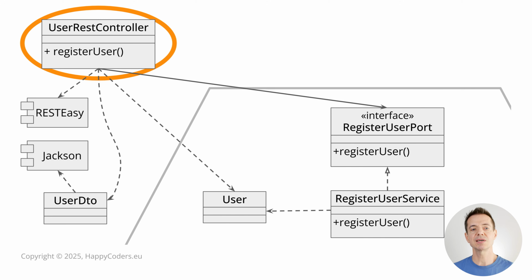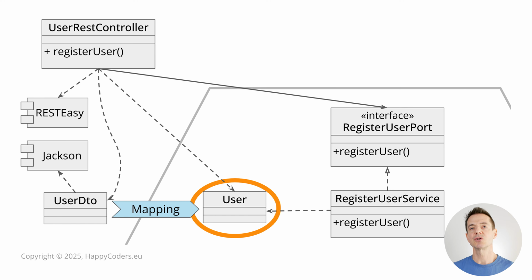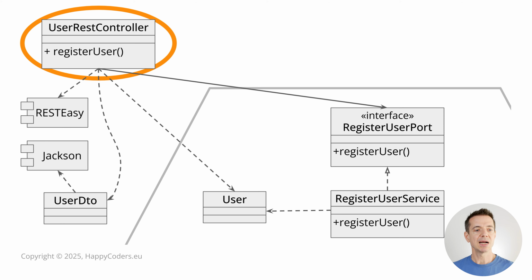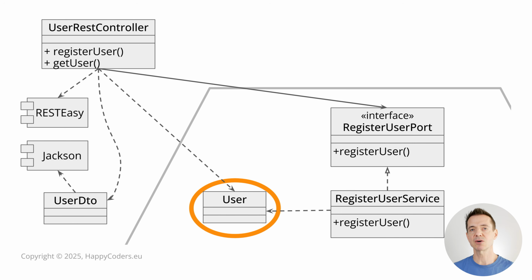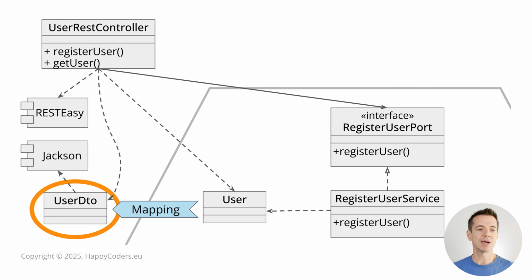And the REST controller now maps in the register user method the user DTO to a user object. And the controller, of course, also has a get user method, and in that it maps the user object from the application core to a user DTO. By the way, such mapping is not only useful in hexagonal architecture, layered architecture can also benefit from it. But in hexagonal architecture, it is absolutely necessary in order to keep technical details out of the core, while at the same time not violating the dependency rule.